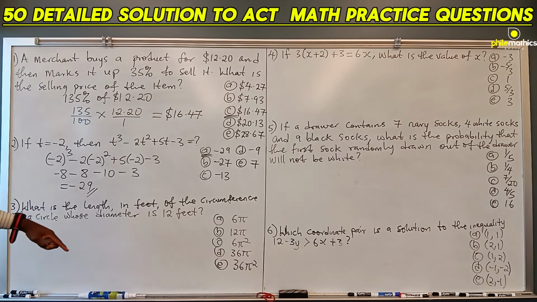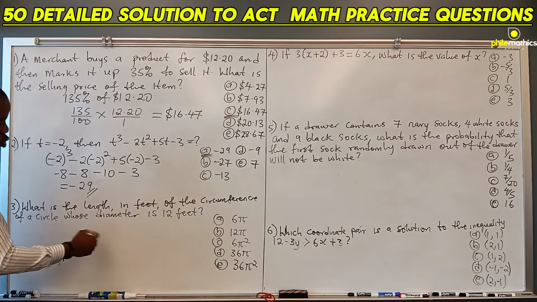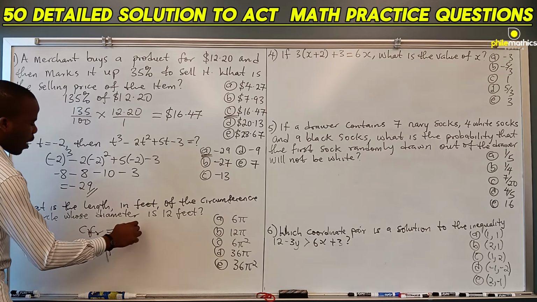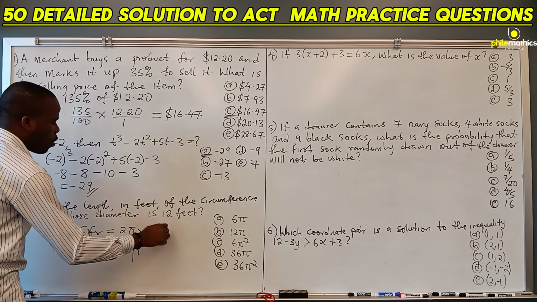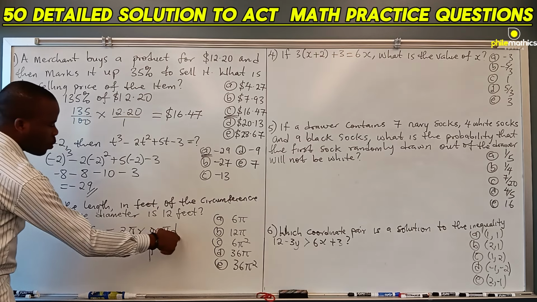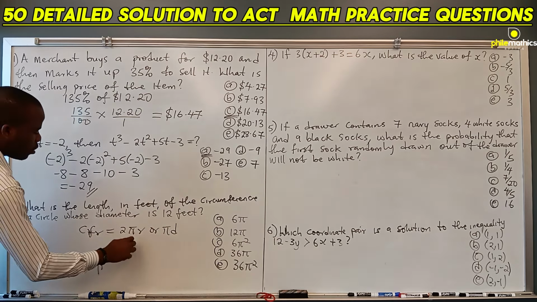What is the length in feet of the circumference of a circle whose diameter is 12 feet? So we know that circumference is given as 2 pi r or pi d, where d is the diameter. Since we are given the diameter as 12 feet, it will be 12 pi, which is B.